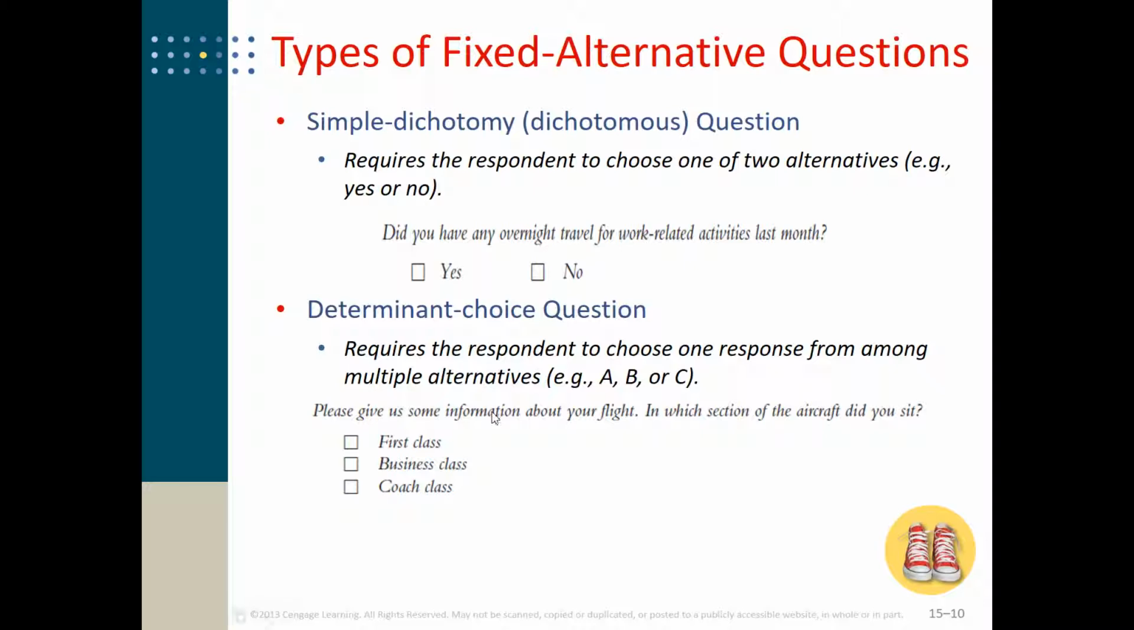Second one is determinant choice question. This is a typical fixed alternative question where there will be more than two answers and respondents will be choosing one of the answers. For example, please give us some information about your flight. In which section of the aircraft did you sit? First class, business class, coach class. More than two answers, respondent will choose one of them.